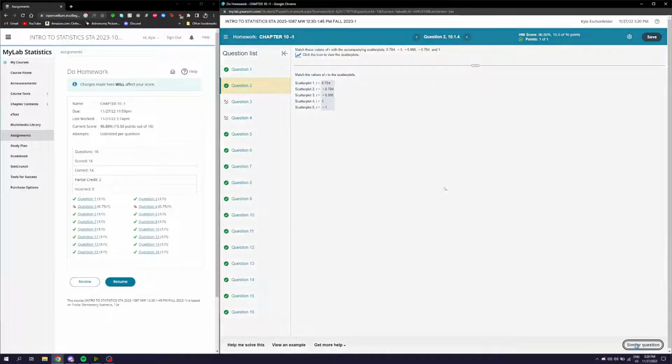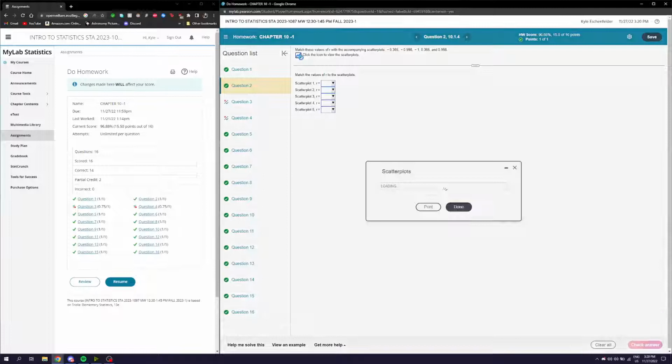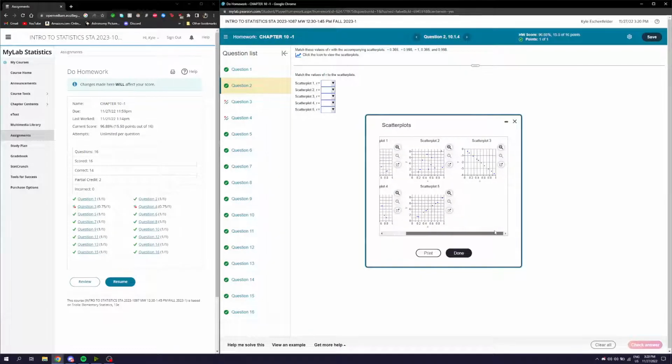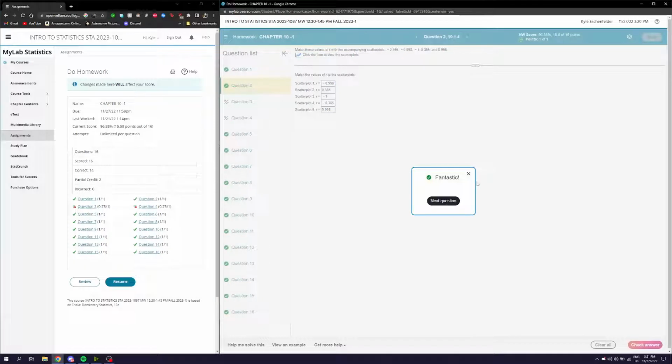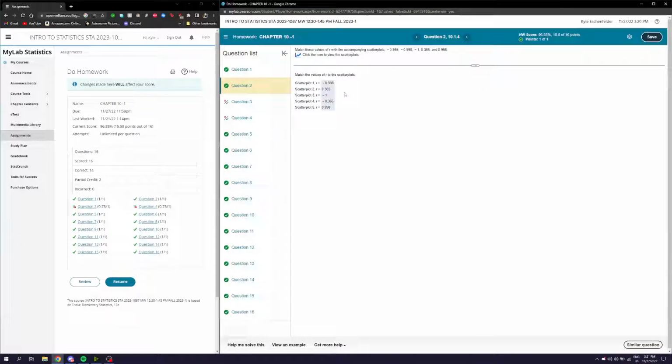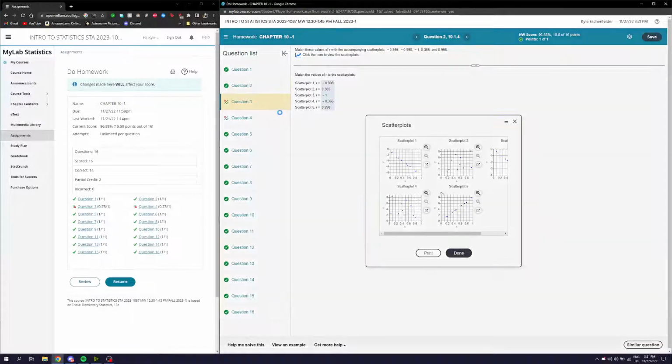All right, a similar question. So okay, scatter plot 3 is -1. 5 is positive, that's basically 1. 4 is all over the place. So it's -3, 2 is positive, and then this one is negative 0.998. Should be good. Yes, there you go. That's that one. A little confusing, but it's really simple once you get it.